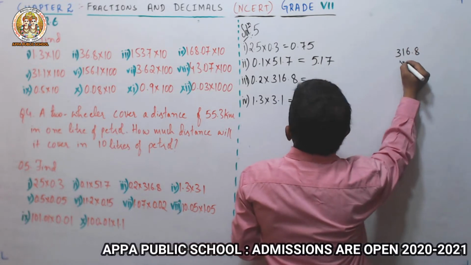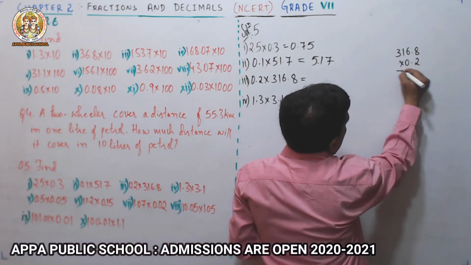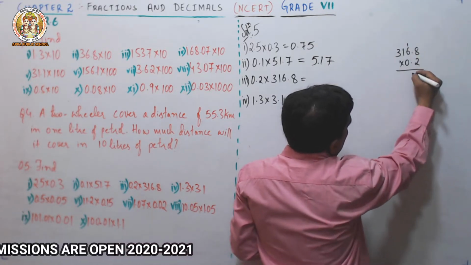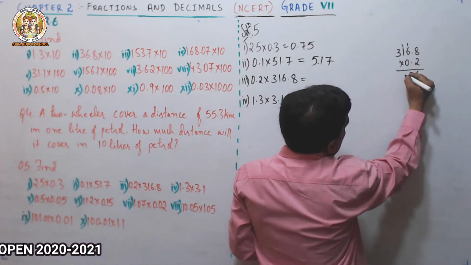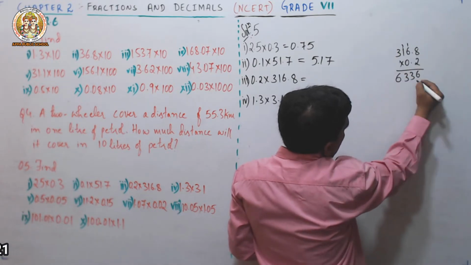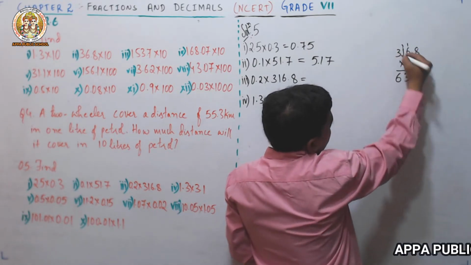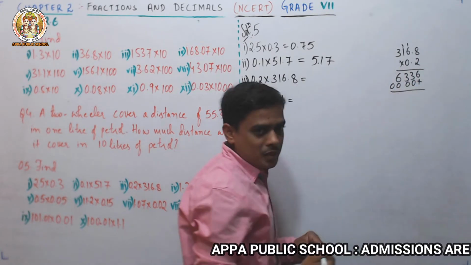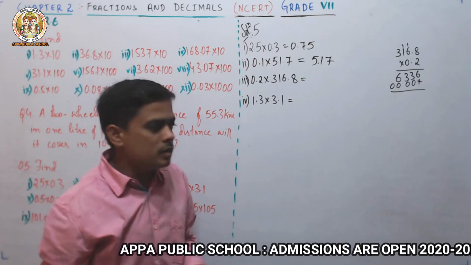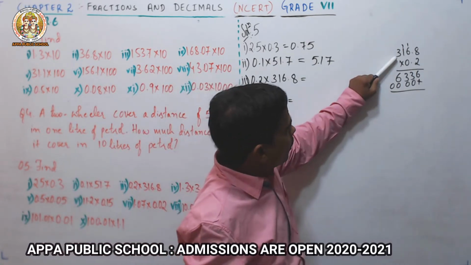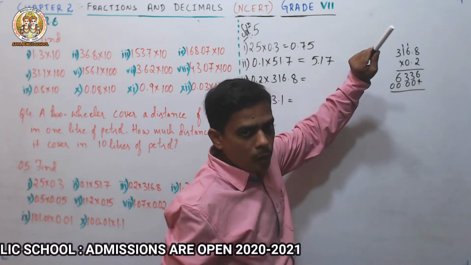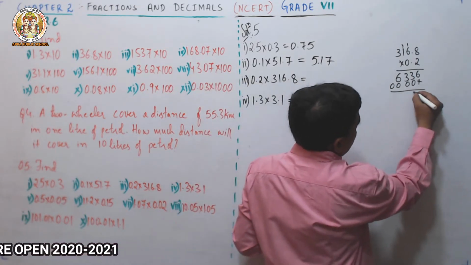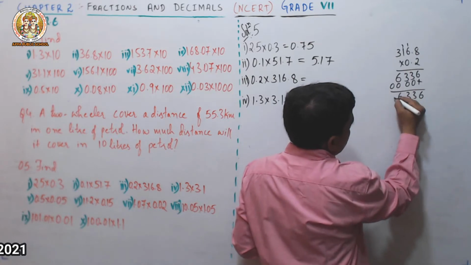316.8 into 0.2. Multiply. 8 2s are 16, carry 1. 6 2s are 12 plus 1, 13, carry 1. 1 2 is 2 plus 1, 3. 3 2s are 6 plus 1, 7. Because I am multiplying with 0, 0 multiplied by any number is 0 only. Therefore, count how many zeros there are: 1, 2, 3, 4. Directly write it as 4 zeros. So it will be 6, 3, 3, 6, 0.